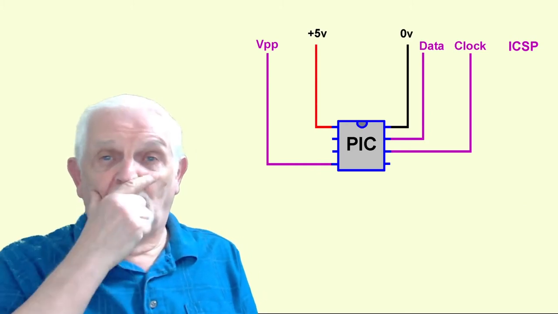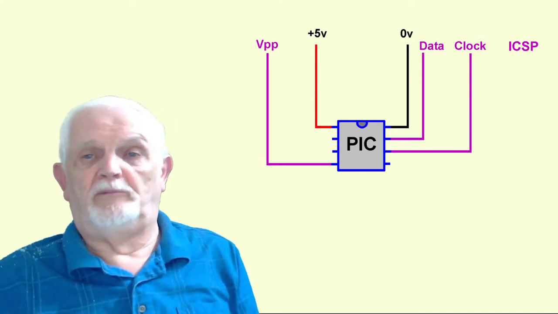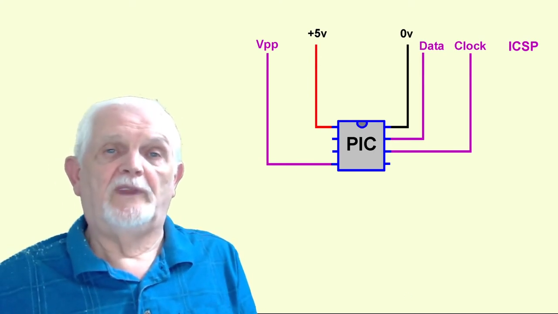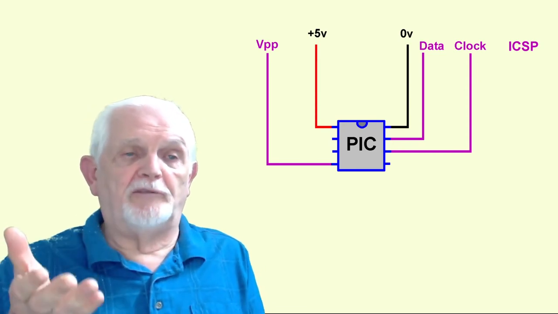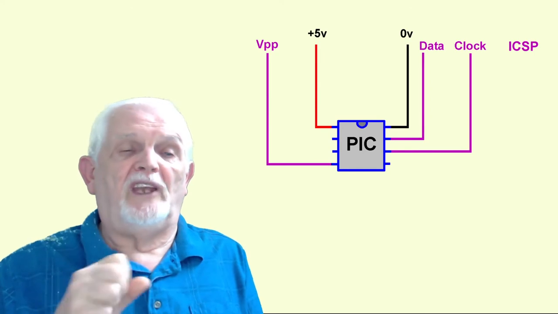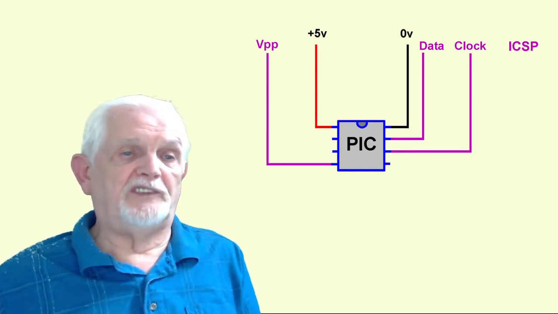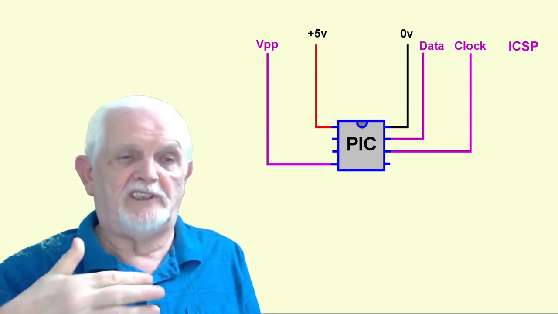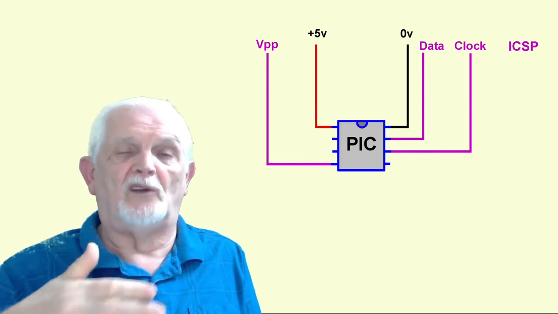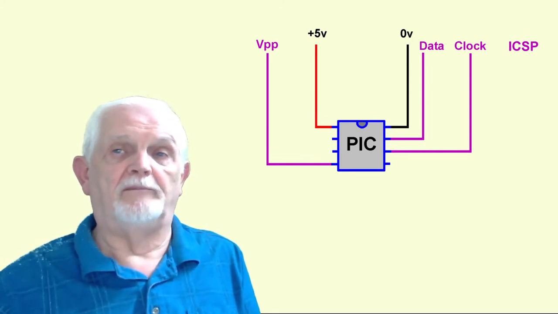The purple pins there are the ICSP that particular 8-pin chip uses. VPP, that's the same as the master clear. That's where you raise the voltage high, and that's how the PIC knows it's time to program. The clock just says, here's the speed at which I'm sending you. It's for synchronization. Here's another bit of data. Here's another nothing. Here's another one, and so on. And then the data itself is the noughts and ones that come in.